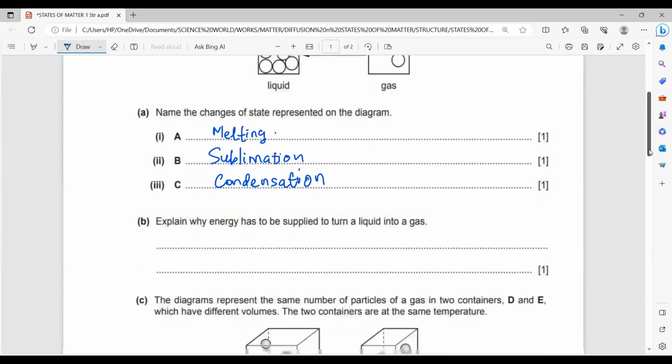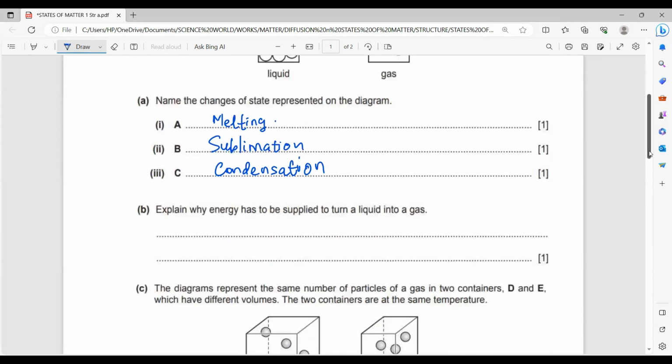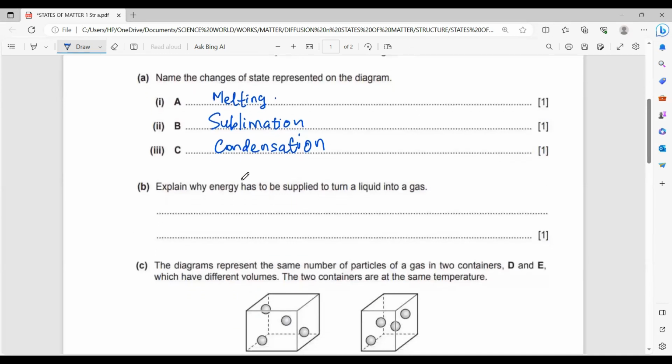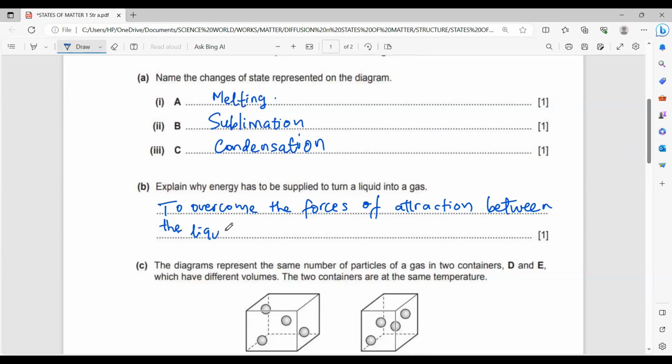Good. Let's continue. Explain why energy has to be supplied to turn a liquid into a gas. Now, the heat is applied to overcome or break down the forces of attraction between the liquid particles.